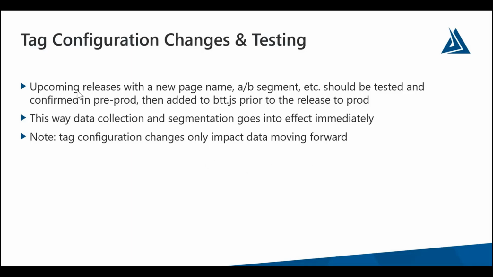So in the event you have an upcoming release and there will be a new page name or a new AB segment or anything like that, you should prepare the tag configuration to be able to collect this data prior to this release to prod. You should test the data collection out in pre-prod. Then you can go ahead and add it to the Blue Triangle tag, which is btt.js, and that should be done prior to the release to prod. This way, your data collection and the traffic segmentation or the page name goes into effect immediately.